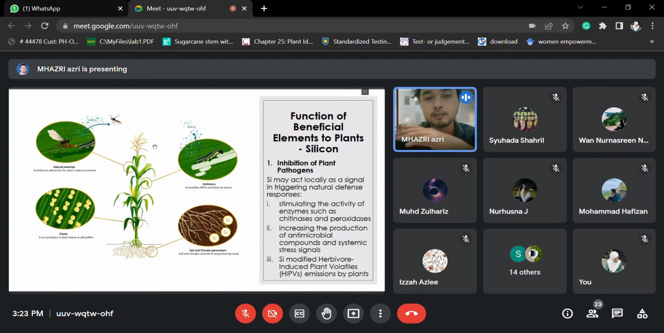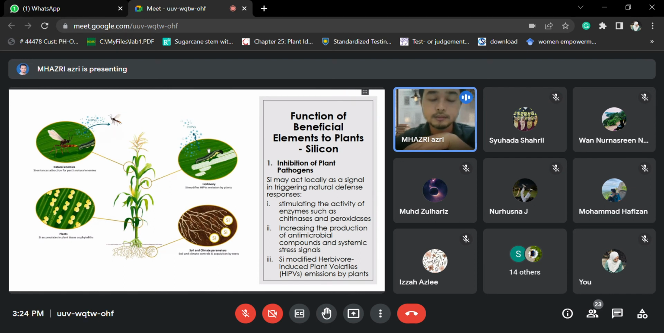So macam mana kumbang ni boleh tahu dekat sesuatu area tu ada pokok kurkubit? So kalau kita cantas pokok labu ni ataupun pokok melons ni, dia akan hasilkan volatile compound. Okay. So this volatile compound will serve as a chemical signal to attract certain insect ataupun pest ataupun predator. Tapi untuk case ni, the productions of HIPV is enhanced when we supply the plant with silicon.